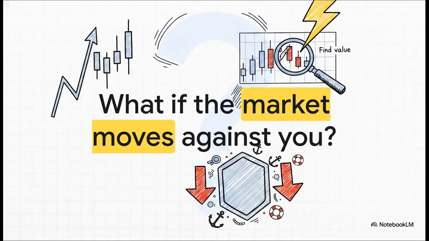So, you've checked the trend, you've found value, and you spotted that perfect candlestick trigger. But let's get real for a second and pivot to the ultimate, unavoidable reality of trading. Sometimes you're just going to be wrong. When the market inevitably moves against your flawless setup, how do you survive to trade another day?